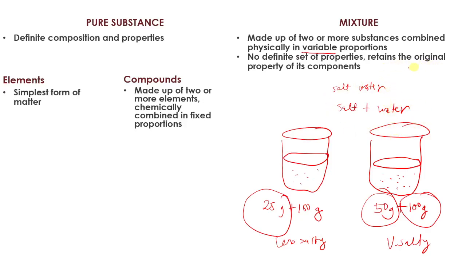Another, it retains the original property of its components. So for example, when I boil this one, first the water will evaporate, and then after that the salt, because again, these are still separate substances. So here, there's no chemical reaction happening between the salt and water. So it's still salt and it's still water. Since water will boil first, the water will first evaporate, then afterwards, the salt, which has a higher boiling point, will stay in the container.